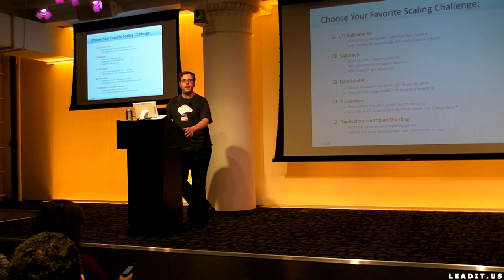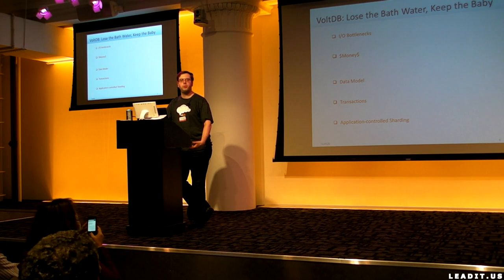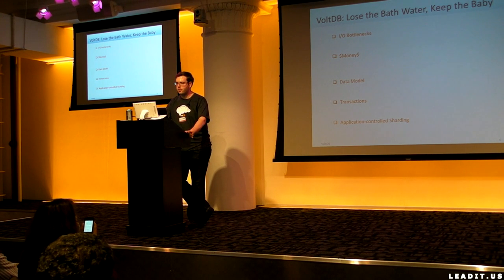Really, all of these things impact total cost of ownership. When you have I/O bottlenecks, you buy more hardware. When you give up data models and transactions and you do application-controlled sharding, you're pushing more work in-house that you could leverage in a more scalable way if you were able to buy it from your database, if it came with your database. So lose the bathwater, keep the baby, or as I like to call it, leave the gun, take the cannolis.